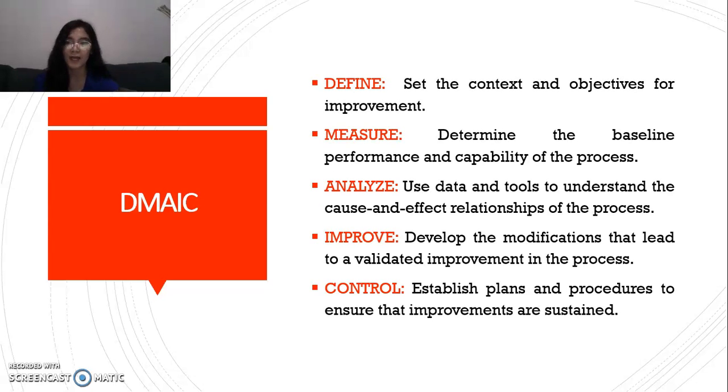So kapag nagde-define ka, isi-set mo yung context at yung objectives for your improvement. Next is to measure. When you're measuring, you determine your baseline performance and the capability of your process. And then when you analyze, you use data or tools to understand the cause and effect relationships of the process. So dito mo inaalam kung ano ba yung nagko-cause sa isang process. And then when you improve, you develop modifications that lead to a validated improvement in the process. And lastly, you control. You establish plans and procedures to ensure the improvements are sustained.